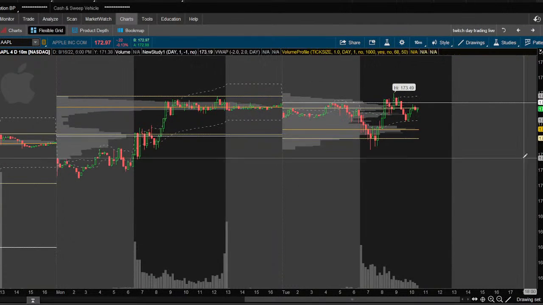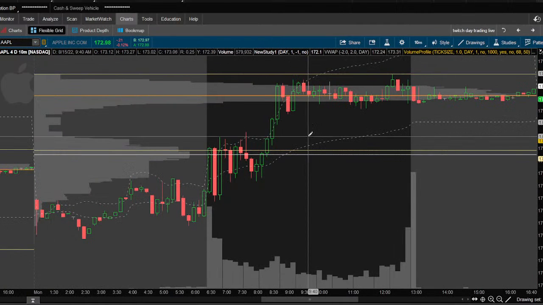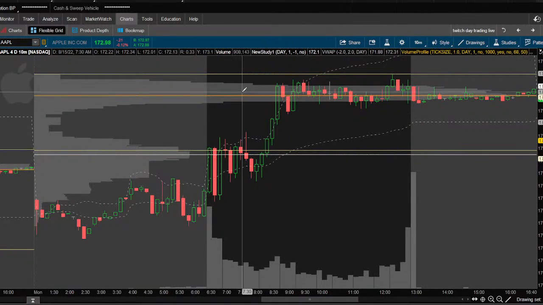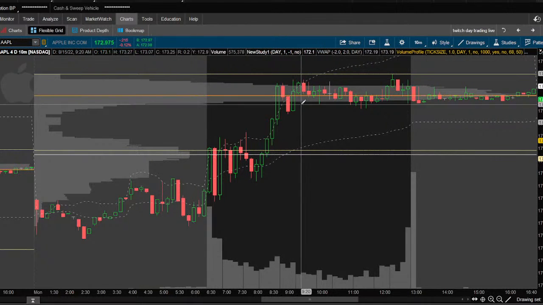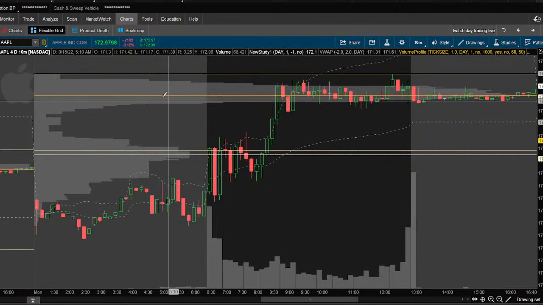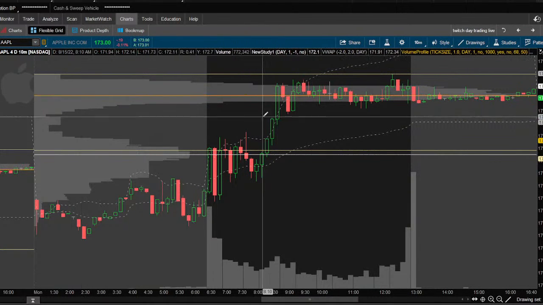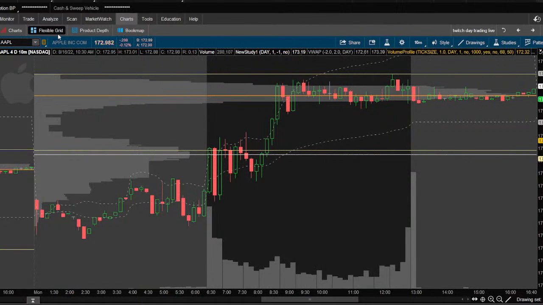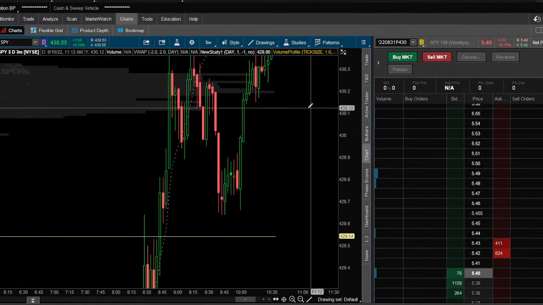Alright, so this is a perfect example of the volume profile. This was basically the point of control, and it stayed there throughout the whole day. There's a lot of activity going on here. That's why it became very choppy. So once it's at the point of control, it could become very choppy like it did right here in Apple. Apple became very choppy here. Alright, look at this. Now we're looking at a breakout here. Breakout move.